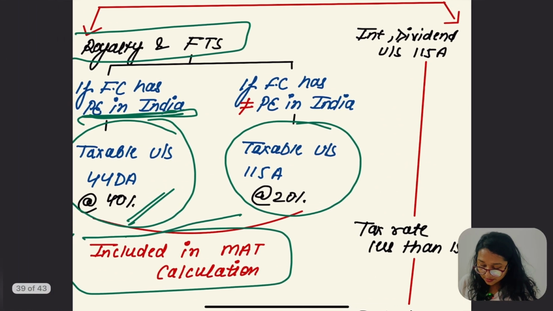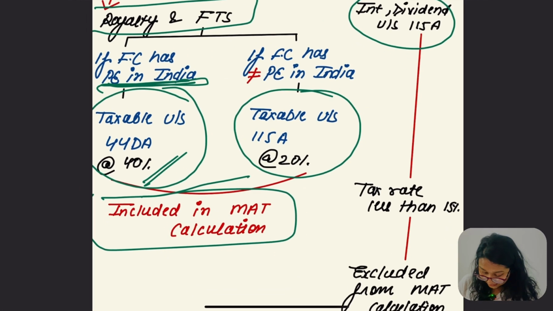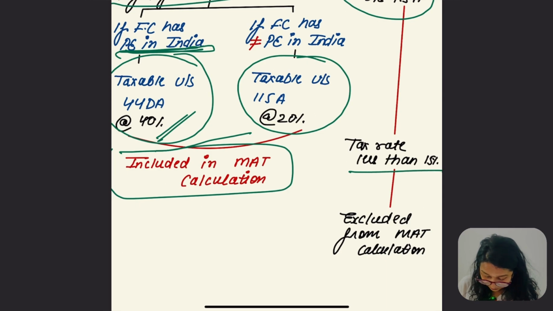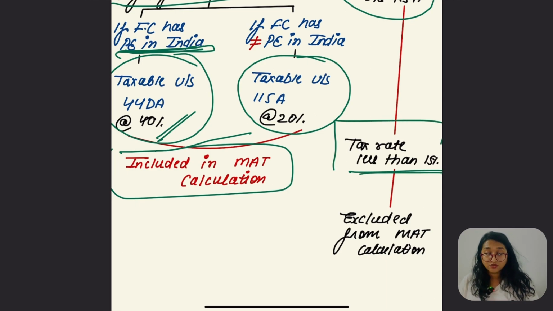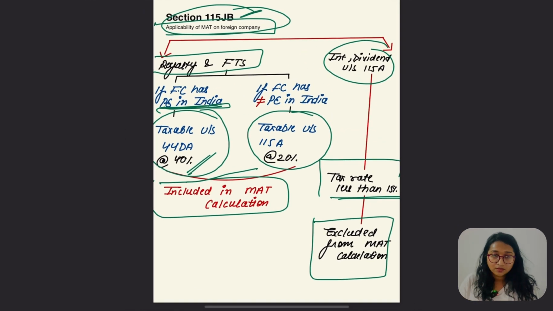But what about the interest and dividend under section 115A? If the tax rate is less than 15%, in that case that would be excluded from the MAT calculation. Hope this part was clear to you. So this was the completion of assessment of non-residents. So we have completed this chapter.